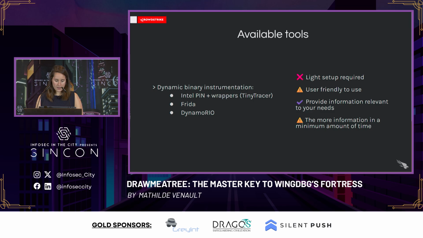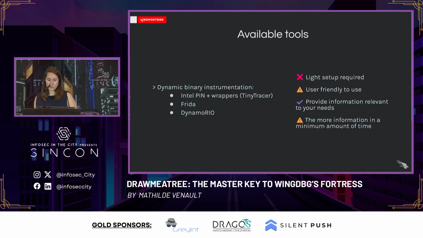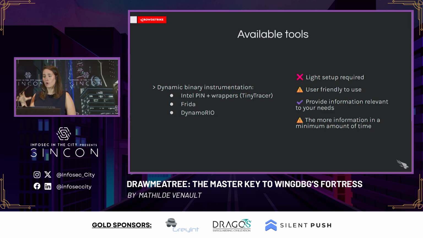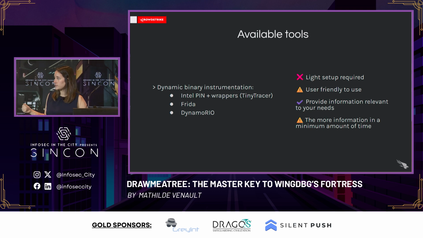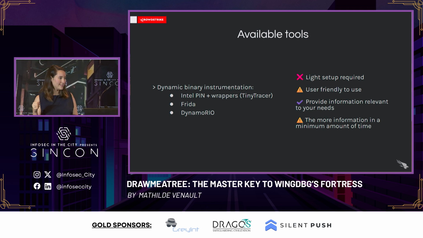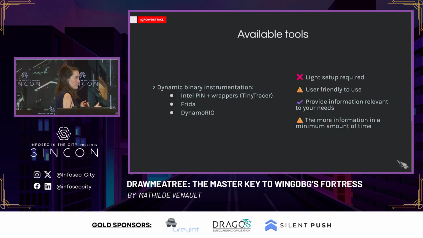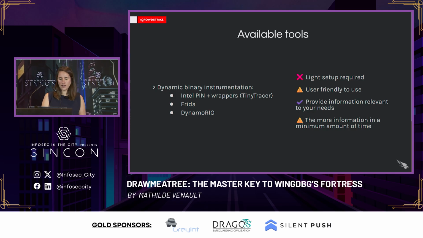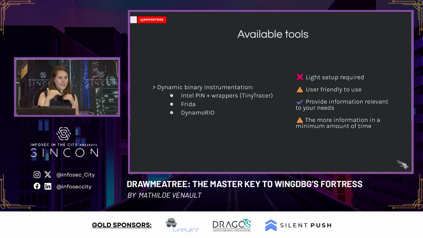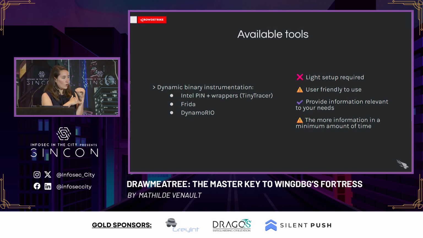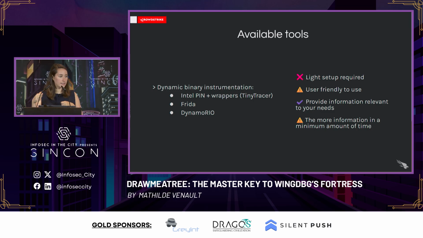So we kept going. What about dynamic binary instrumentation tools like Intel Pin or all of the wrappers around it like TinyTracer? Light setup, well, I have spent some time trying to set them up, so I hope you'll be luckier than me, but to me they're not that easy to set up because you usually need many layers of tracing. So Intel Pin, which is going to be your core pillar, and TinyTracer, for instance, is a wrapper around it that needs to compile everything to set it up. So not super easy to do.